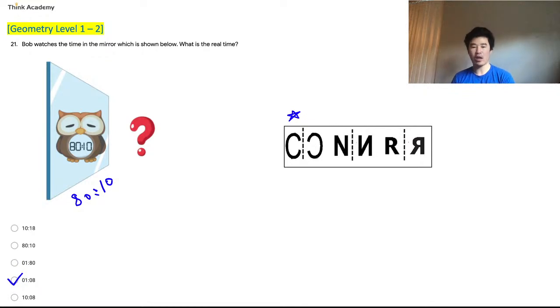Again, guys, hold a book in front of a mirror and see by yourself. This is a very interesting problem, all right? Okay, so you need to hold a book by yourself in front of a mirror. You will be able to understand this problem.